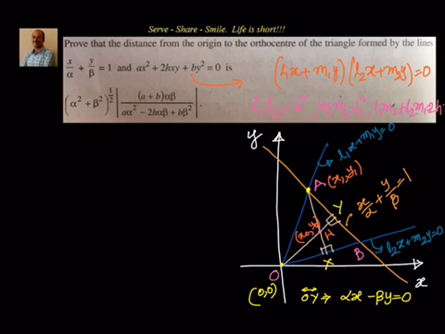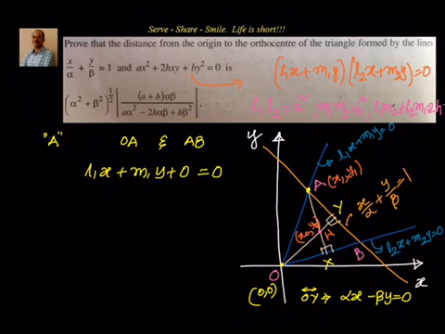So let's go to Ax and try to find the altitude. For Ax, first we'll find the coordinates of A. The coordinates of A are given by the point of intersection of OA and AB. OA is L1x plus M1y plus 0 equal to 0, and AB is beta x plus alpha y minus alpha beta equal to 0.